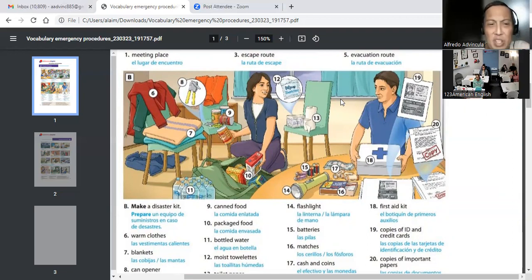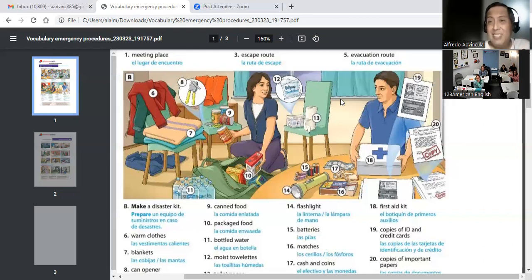So looking at this picture, Erica, could you tell me maybe one or two things that you see, one or two items you see here? Okay, I see water, clothes, flashlight. Okay, just a few. So you mentioned the flashlight, and did you say batteries? Batteries. Batteries are important. Yes.